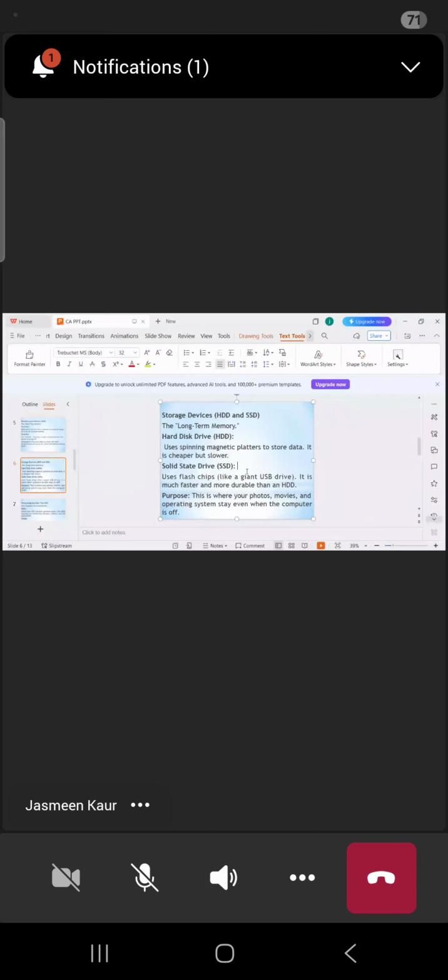There are two types of storage devices, HDD and SSD. The long-term memory. Hard disk drives use spinning magnetic platters to store data. It is cheaper but slower. In case of SSD, it uses flash chips. It is much faster and more durable than HDD. This is where we store photos, movies, and operating systems, which stay even when the computer is turned off.